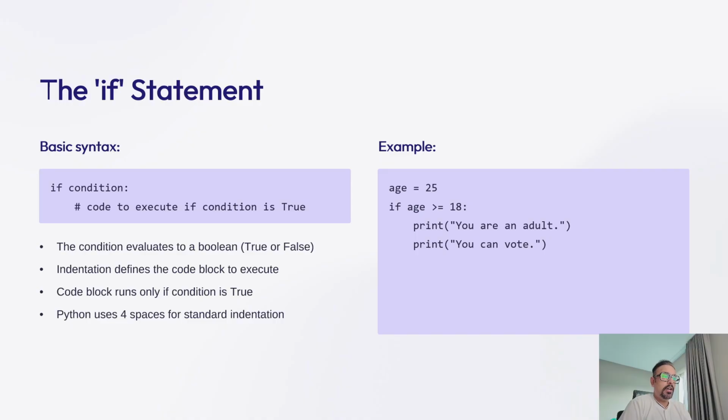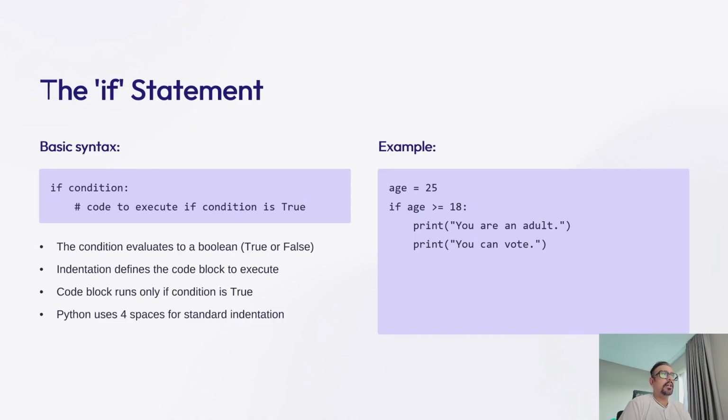The if statement is the foundation of conditional logic in Python. It starts with the keyword if, followed by a condition and a colon at the end. The indented block below runs if the condition is true. Python uses indentation, not braces, to define blocks like we do in other languages like C and Java, which keeps code clean and readable.